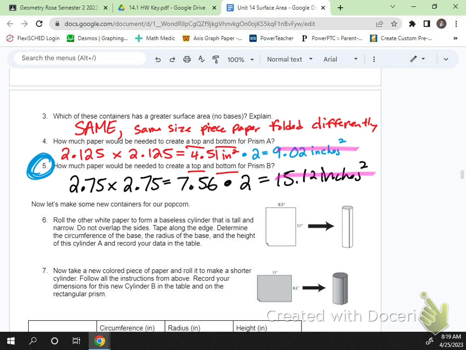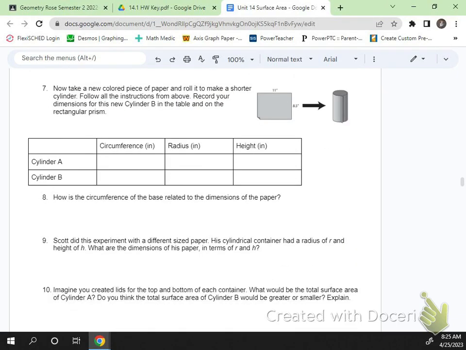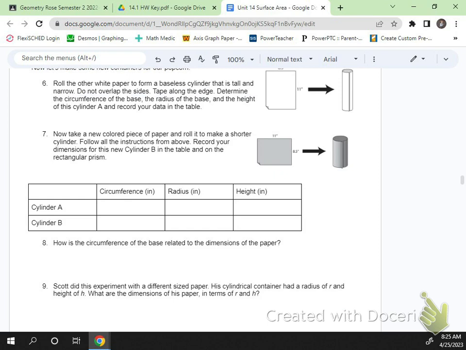Lots of papers today. Now we're going to roll paper. All right, we've got cylinder A made. We're going to start filling out the chart here. How tall is cylinder A? Well, it's 11 inches.